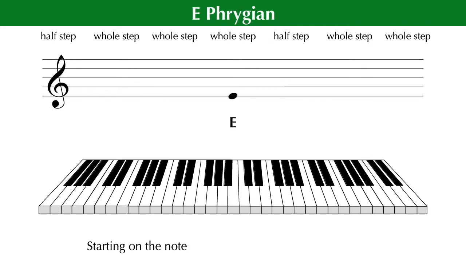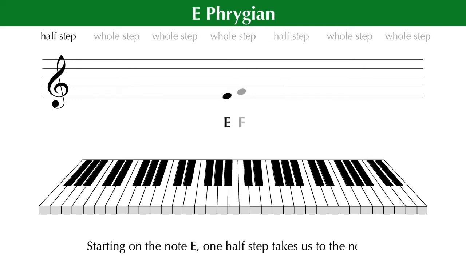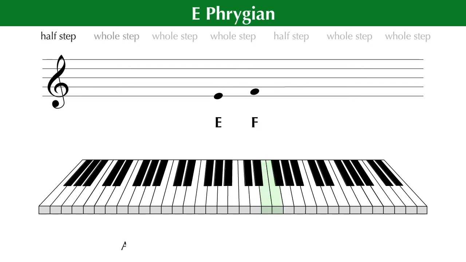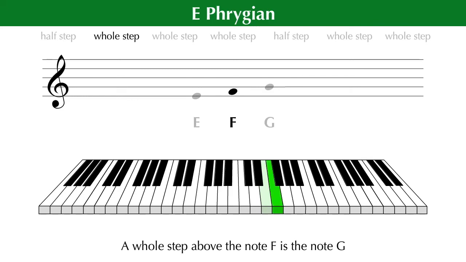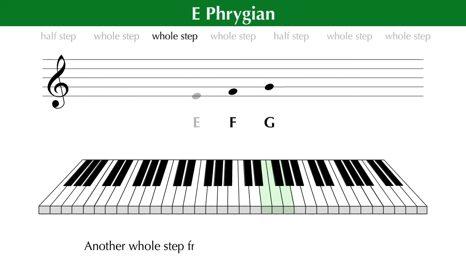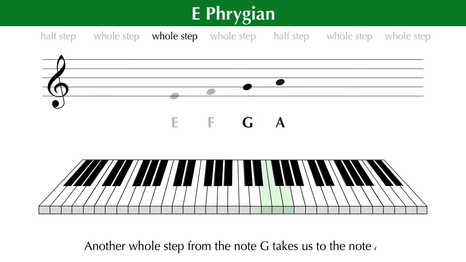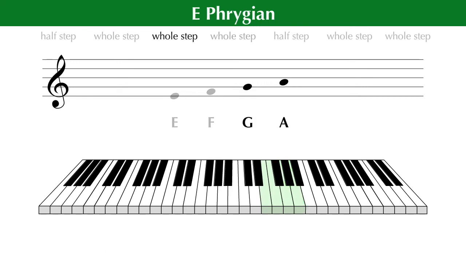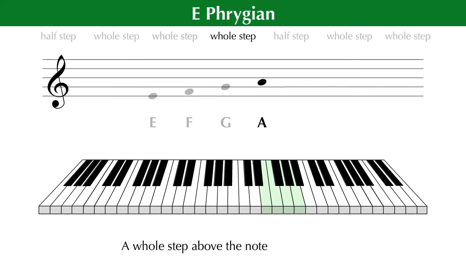Starting on the note E, 1/2 step takes us to the note F. A whole step above the note F is the note G. Another whole step from the note G takes us to the note A. A whole step above the note A is the note B.